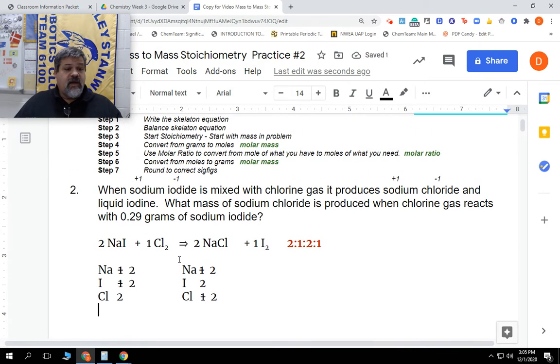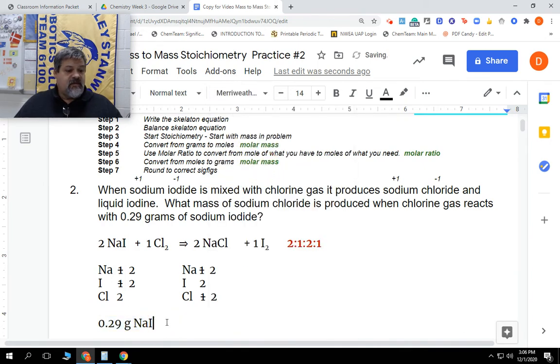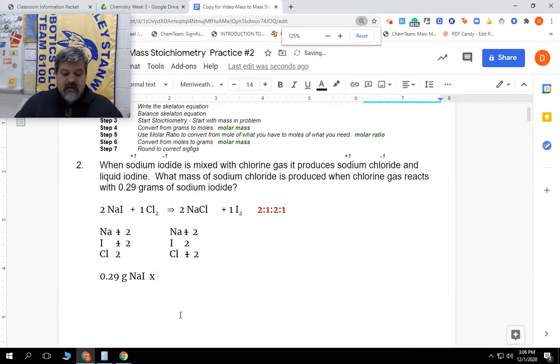When we start our stoichiometry, which we're going to put in right here, basically we're going to start with the mass in the problem. So in this case, we're going to start with this right here of sodium iodide. So I have 0.29 grams of NaI. And again, I'm going to change the font here just because I think that it's better for us to see it. Okay. And again, what do we do next? We're going to put times, and a line.